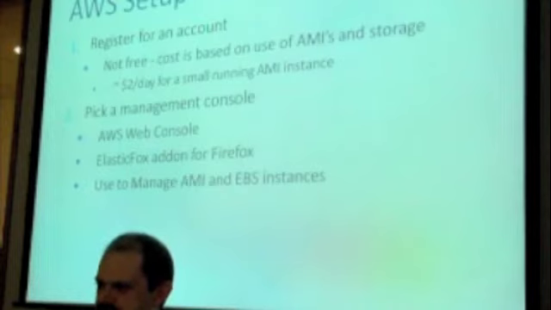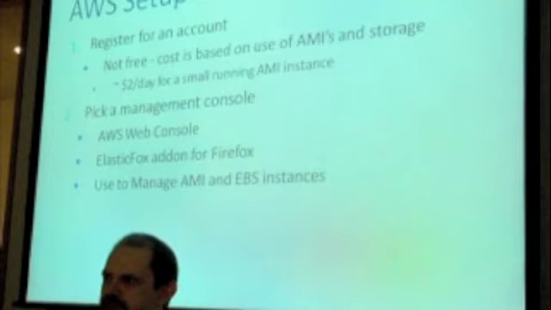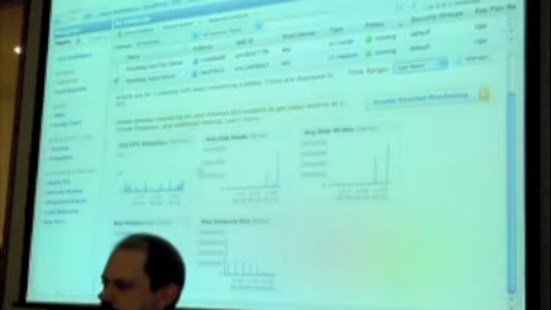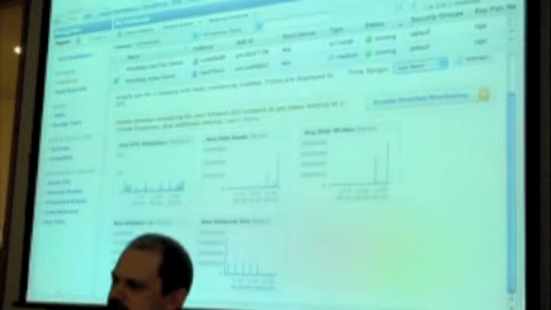Once you've registered, next you need to use a management console to create your AMIs and launch your instances and so forth. Amazon Web Services provides its own web console, and there's also an add-on for Firefox that's pretty popular called ElasticFox. This is just a screenshot of what the management console looks like. Up here is a list of the instances that are running, and you can see the size of them here and the status. For each one you can get some basic statistics, and for the right price they'll give you better metrics than that.